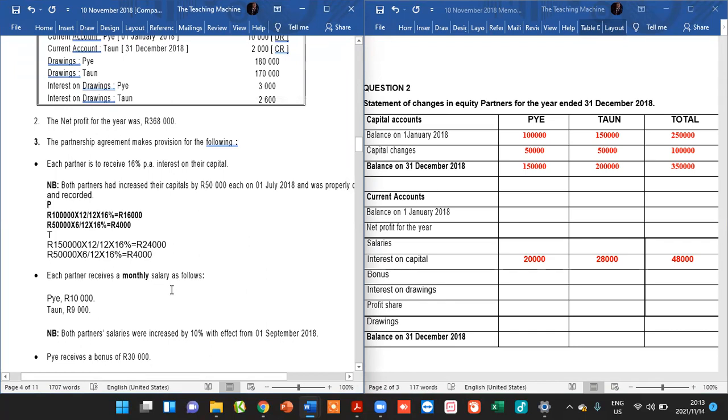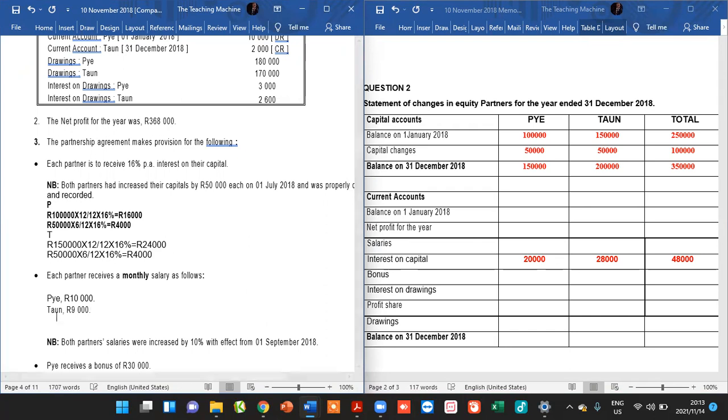Each partner receives a monthly salary as follows: 10,000 per month, 9,000 per month. Note, both partners' salaries were increased by 10% with effect from 1st September 2018. Okay, so now, how do you work out the annual salary?